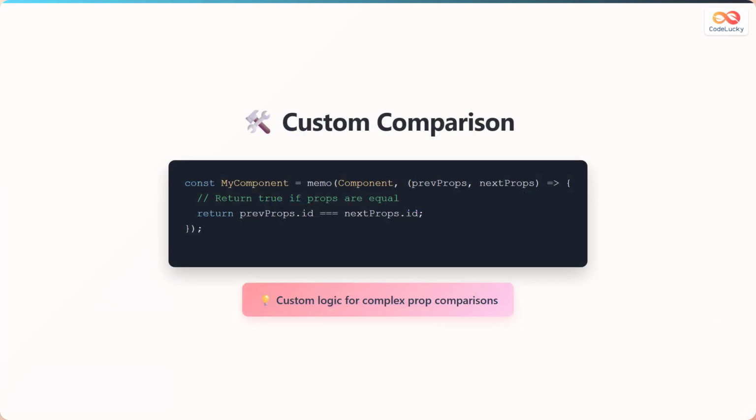For more complex scenarios, you can provide a custom comparison function to React.memo. This function allows you to define your own logic for determining whether the props have changed. The custom comparison function takes two arguments: previous props and next props. Return true if the props are equal, otherwise return false. For example, we can compare the IDs in prev props and next props. If both are equal, return true.